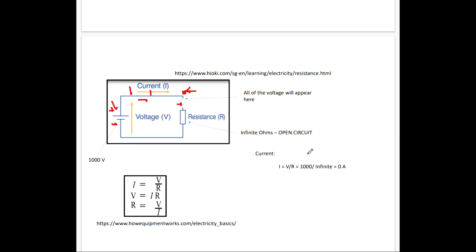It would be like, and this is kind of unrealistic, we don't divide by infinity really, although in calculus there's things we can do, but it would be like saying 1,000 volts, current is voltage divided by resistance. It would be like 1,000 divided by infinity, which would lend itself to 0 amps of current, if you want to look at it that way.